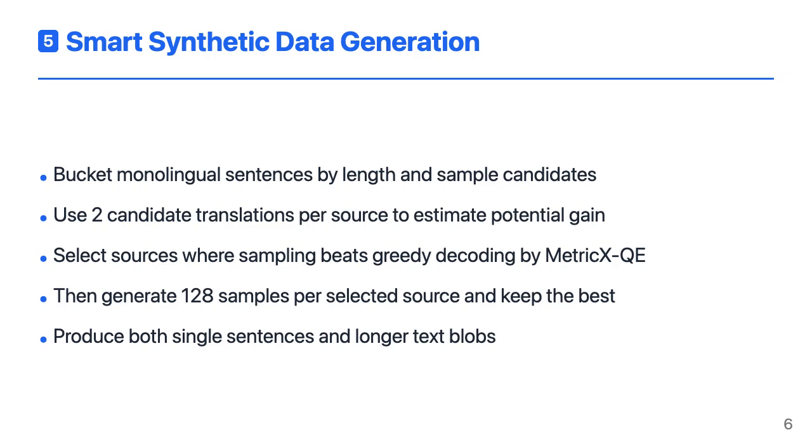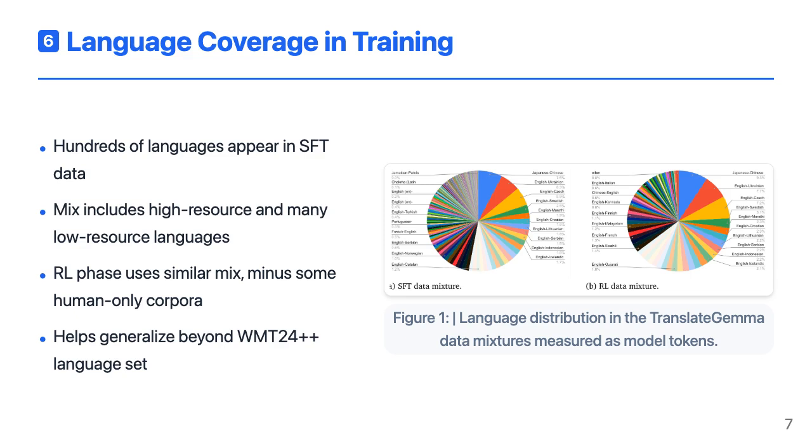short and long-form translation. The supervised fine-tuning data spans hundreds of languages, not just the 55 language pairs in the WMT 24++ benchmark. The mixture includes both high-resource languages like German and Spanish, and many low-resource or underrepresented languages from SMOL and GATITOS. The reinforcement learning phase uses a similar translation mix, though some human-only datasets are used only for supervised fine-tuning. This broad coverage helps the models generalize beyond the specific evaluation languages.